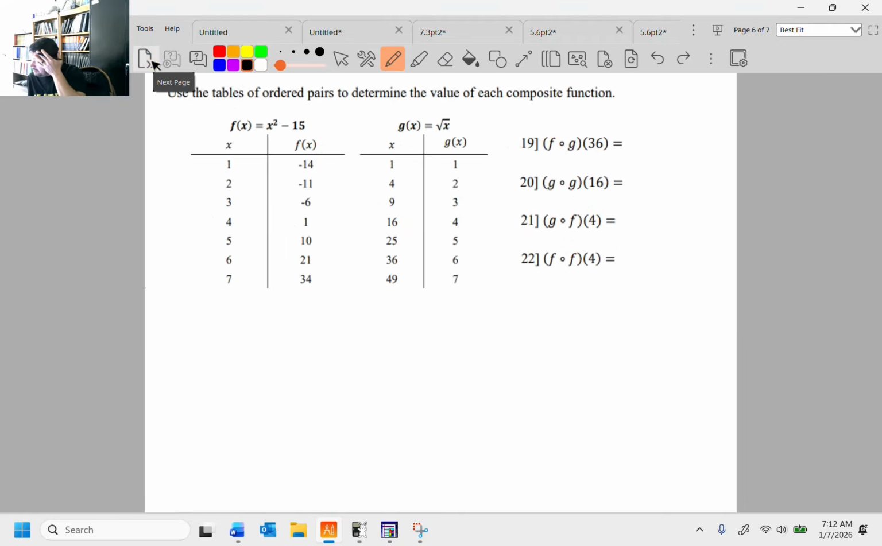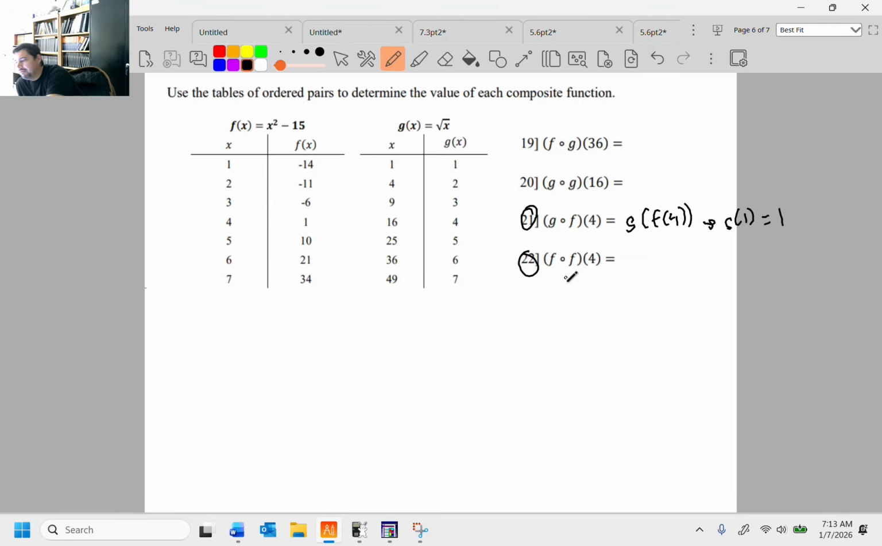All right, I'll do 2 of these. I'll do 21 and 22. So you have tables. 21 is g composed of f composed of 4. So we're going to write old school and work our way out. Like, what is f of 4? Well, I'm going to have to go to the table that deals with f. I'm going to look at x and see where x is 4, and I'm going to get the y value. It's a 1. This becomes g of 1. So now I can go to the g table. I see where x is 1, and the output is 1.